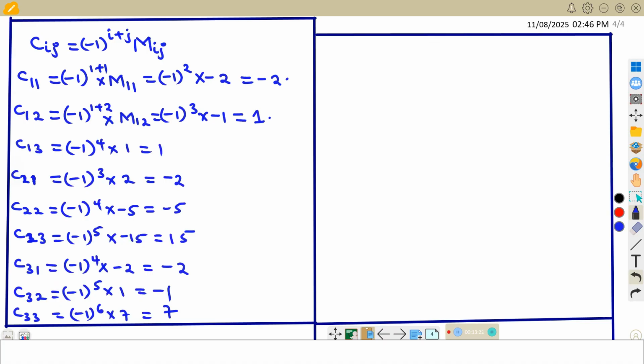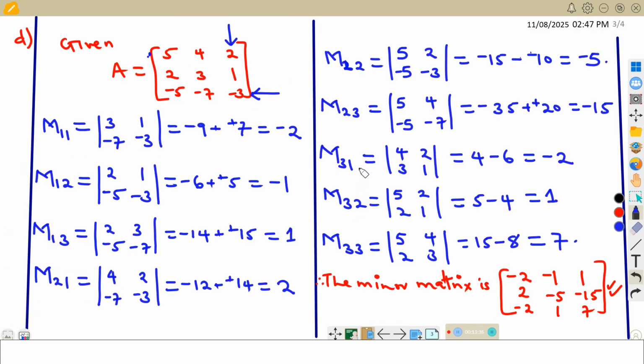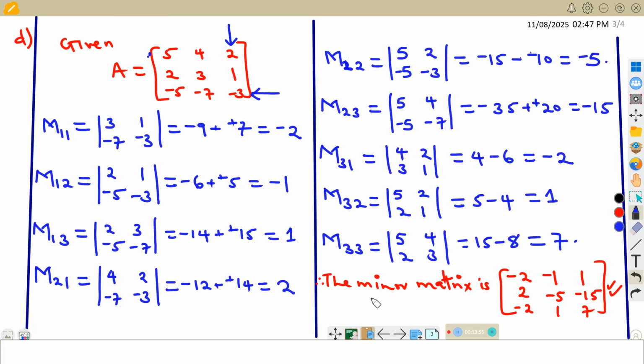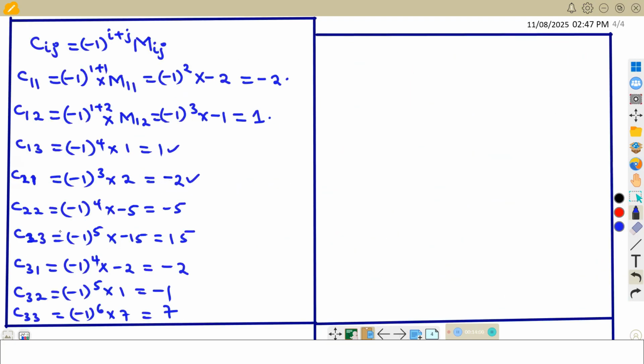To look at the cofactors of all the entries, the cofactor of 1, 3 is the same as negative 1 to the power of 1 plus 3, which is 4, times the minor 1, 3. We got the minor 1, 3 as 1. So you multiply by 1 here, and you'll be able to get that. For 2, 1, the same applies: negative 1 to the power of 2 plus 1, which is 3, times the minor of 2, 1. The minor of 2, 1 is 2, so you multiply by 2 there, and you'll be able to get that.